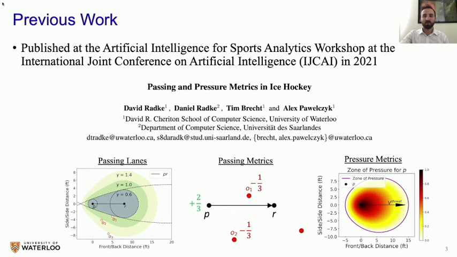We previously published work in the AI for Sports Analytics workshop at IJCAI last summer, where we developed various metrics around passing and pressure from other players. In the paper I'm presenting today, we present a model to identify different types of passes and extend the passing lane model from that initial paper.